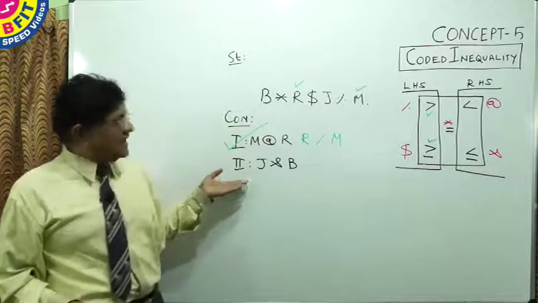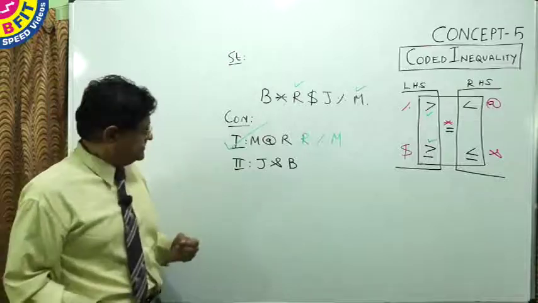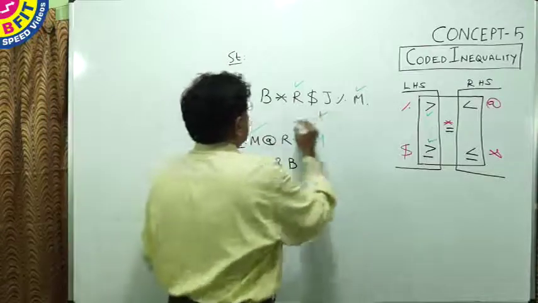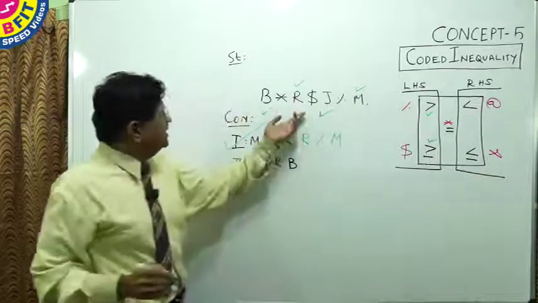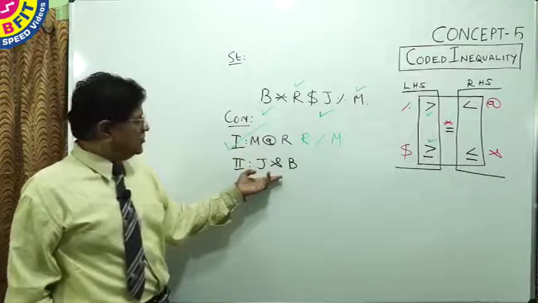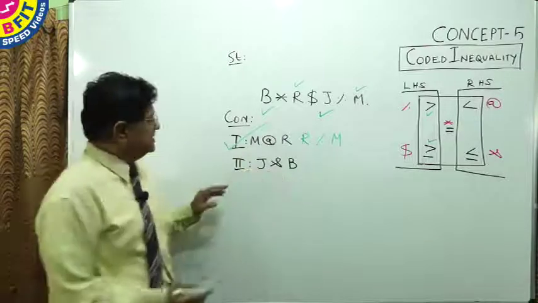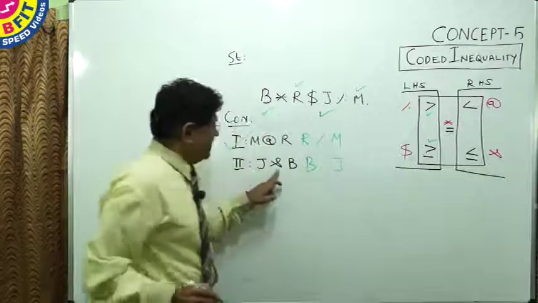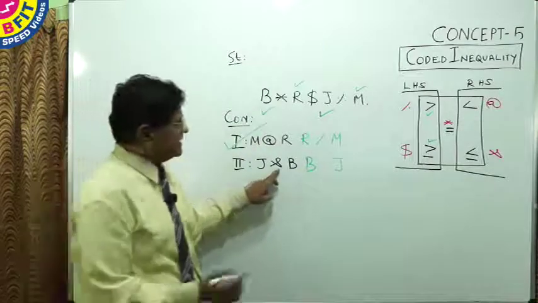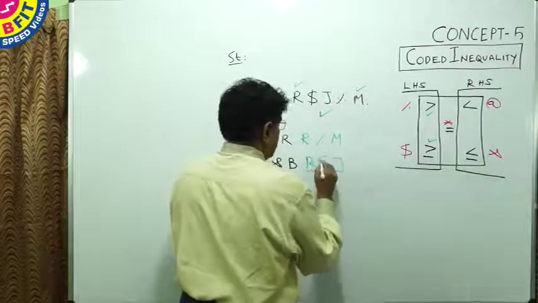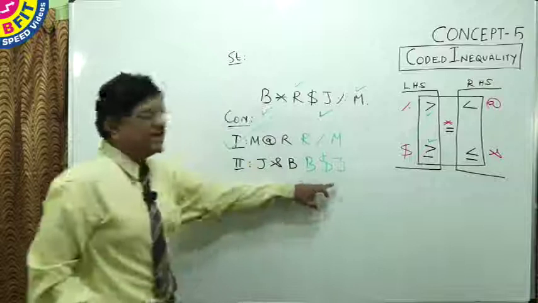Now let us look at the second conclusion. J ampersand B. Where is J? J is here, B is here. As usual, the conclusion is not aligned. So we have to realign the conclusion. That means we write B here, J here, ampersand. What is the opposite of ampersand? Where is ampersand? Ampersand is here, opposite is dollar. So what we have to check is whether B $ J is true.